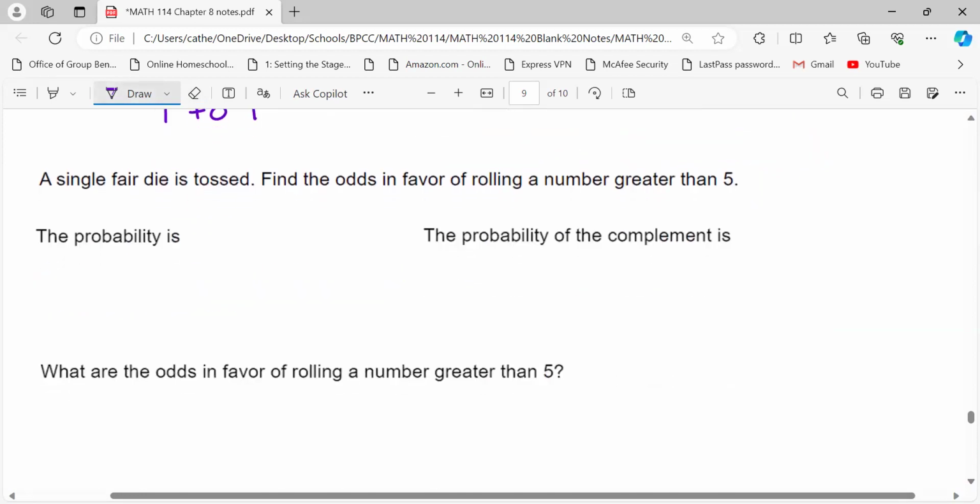All right, a fair die is tossed. If they don't tell you how many sides it is, you have to assume it's 6. Okay, so our outcomes are 1, 2, 3, 4, 5, and 6. What are the odds in favor of rolling a number greater than 5? Now, greater than 5, does that include 5? It only includes 6. Okay.